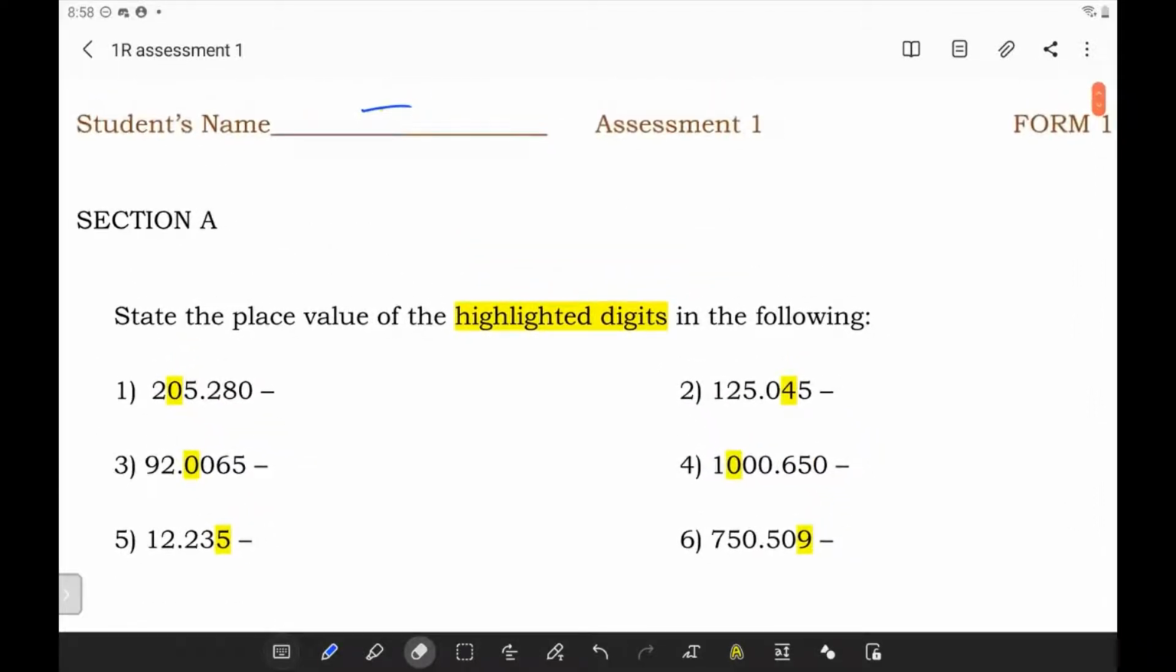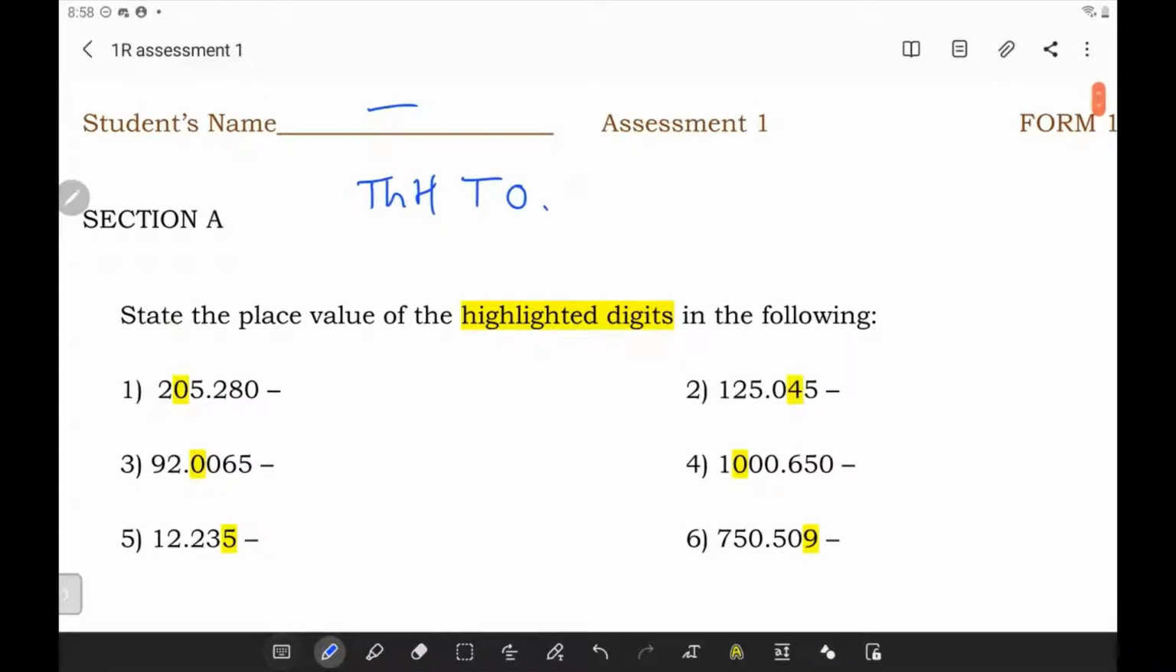So section A asks us to state the place value of the highlighted digits in the following. Remember, the place values are like ones, tens, hundreds, thousands, tens of thousands, and so on. But after the decimal point, it's tenths, hundredths, thousandths, ten-thousandths, and so on.